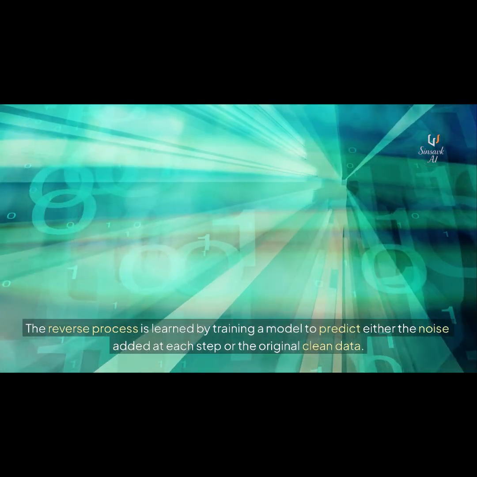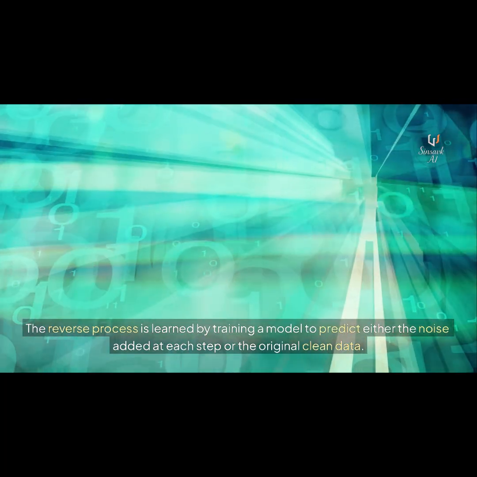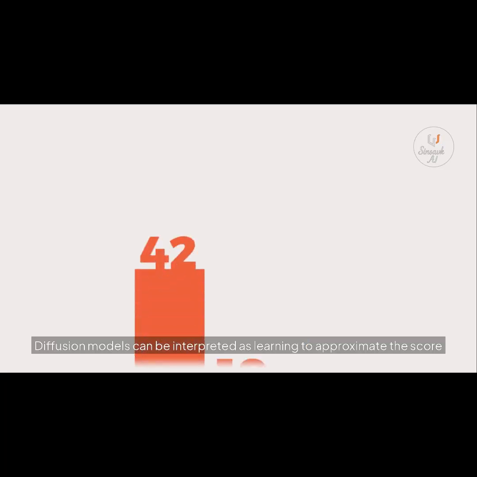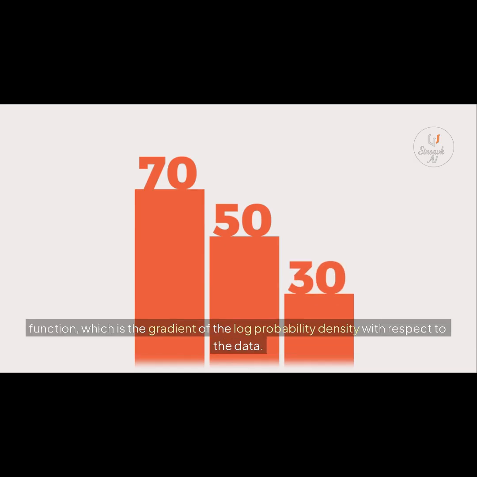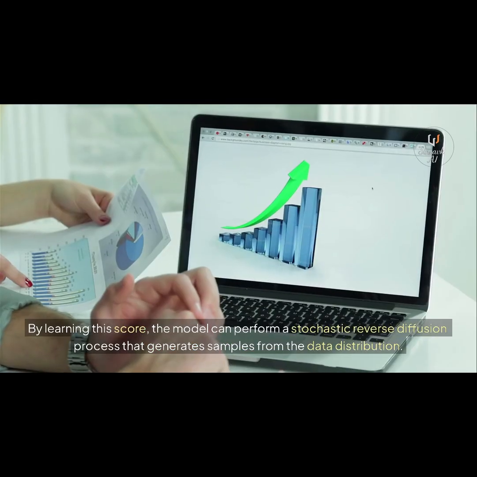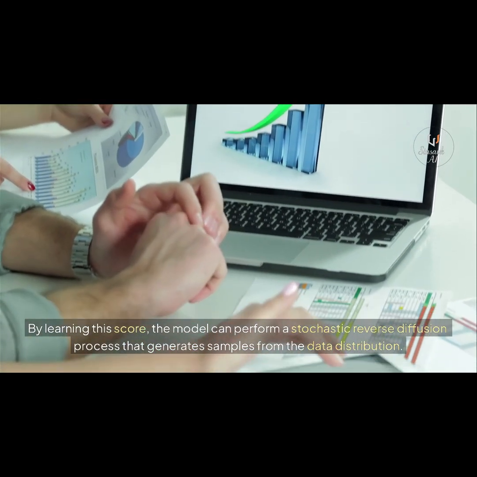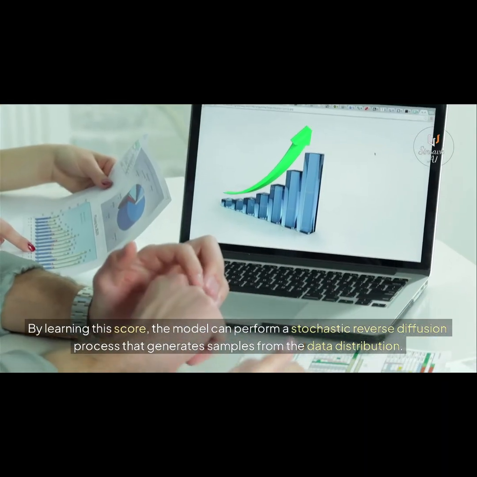The reverse process is learned by training a model to predict either the noise added at each step or the original clean data. Diffusion models can be interpreted as learning to approximate the score function, which is the gradient of the log probability density with respect to the data. By learning this score, the model can perform a stochastic reverse diffusion process that generates samples from the data distribution.